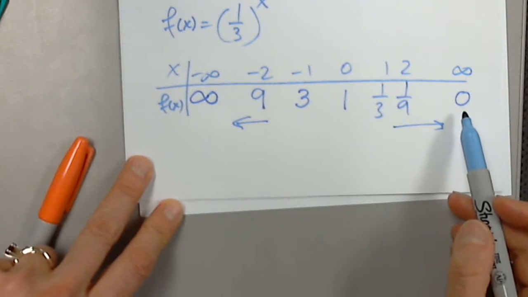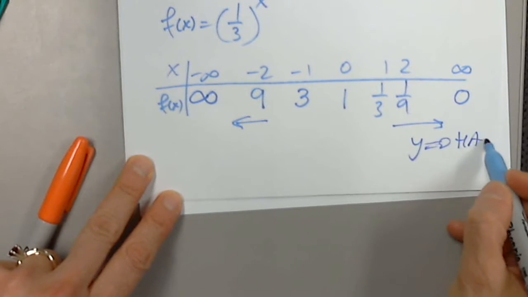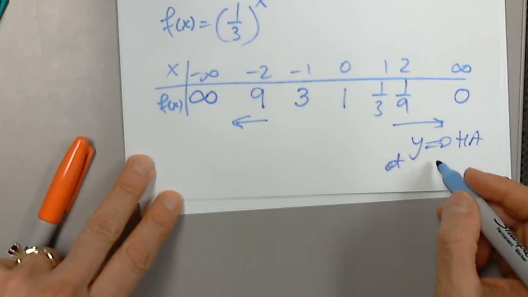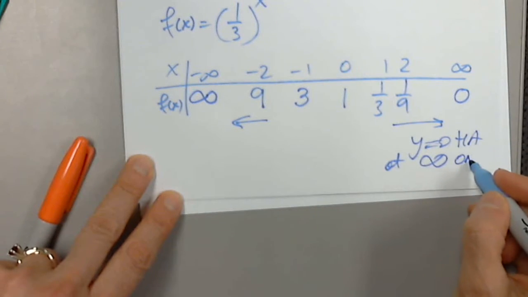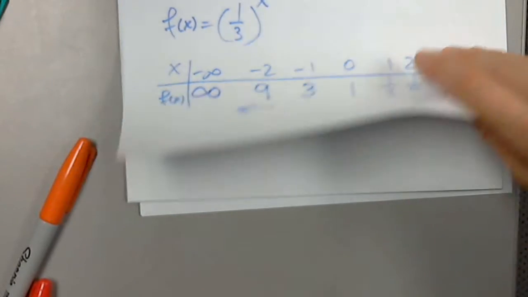What does this say about the function? Y equals 0 is a horizontal asymptote at infinity only. Very good. At infinity only. So one shape looks like this if the base is greater than 1. And the other shape looks like this if the base is less than 1. Decreasing everywhere. We're going to graph it right now to look at it.